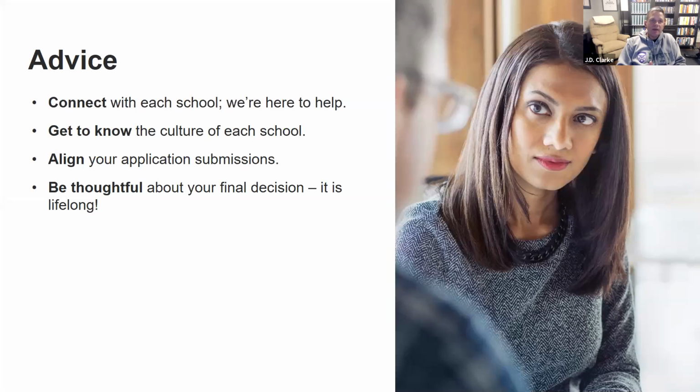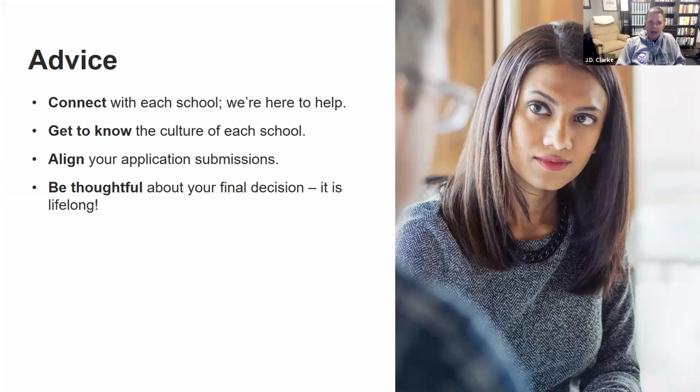Final thoughts. I think it's really important you connect with each school. We're here to help. Never, ever apply to a school without talking to them first and them getting to know you. And our goal is that we get to know every candidate by the time they apply, by the time they go to admissions committee meeting. And that's to benefit you.